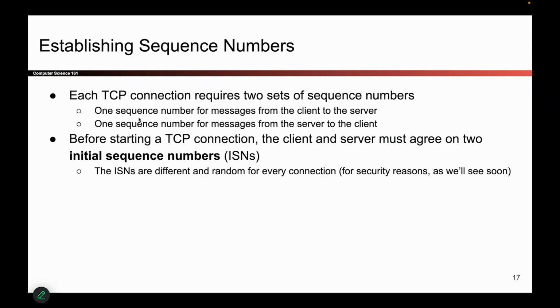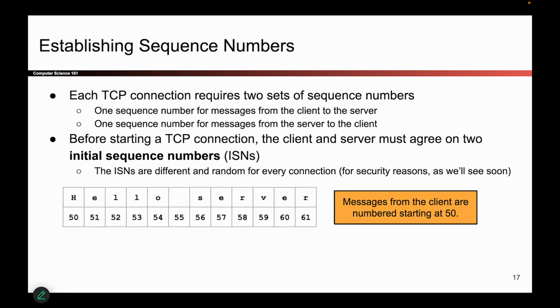So what that means is we'll actually need two sets of sequence numbers in every connection. One set of sequence numbers is for me to stamp on messages that I send to the other person, and the other set of numbers is for the other person to stamp on messages that they are sending to me. So because data is bidirectional, I need two sets of numbers, and both sets of numbers should start at random starting points for security reasons.